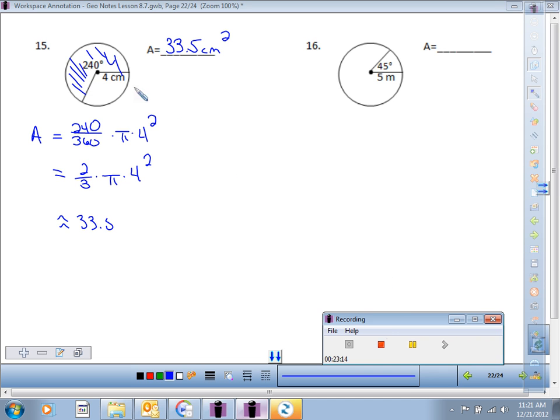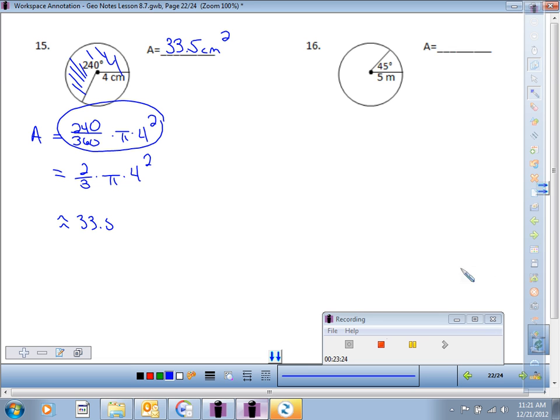Okay, so what I did is I set it up as the area is 240 over 360 times pi times 4 squared. And then I went ahead and simplified that. Remember, you can take this thing right here and throw it in your calculator as is, and you would get the same answer. I simplified that to show you that we found 2/3 of the area of the circle. So I threw that in my calculator. I got approximately 33.5 centimeters squared.